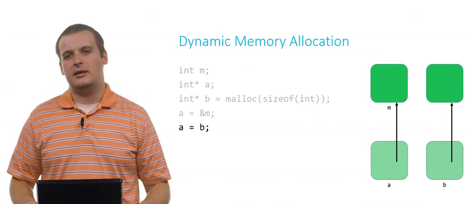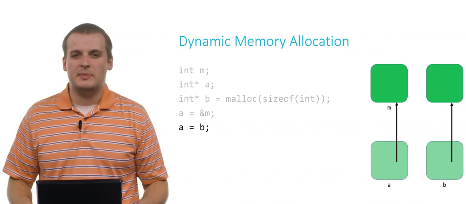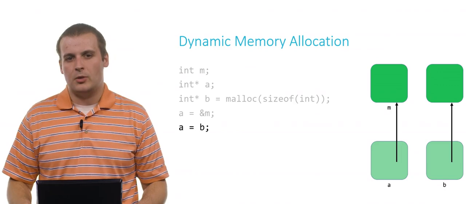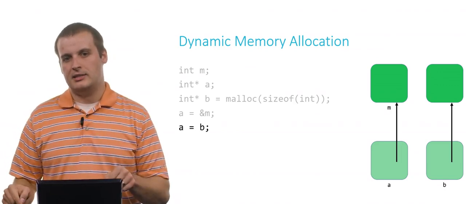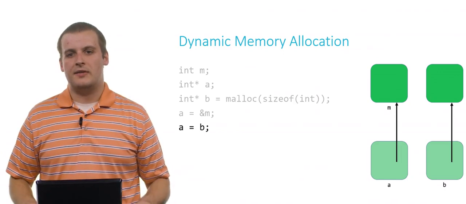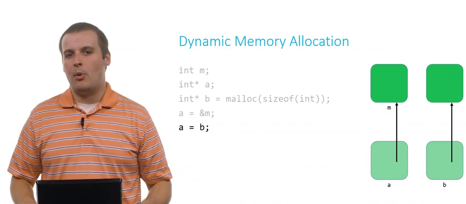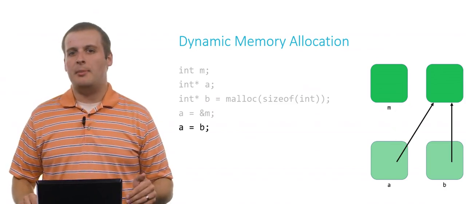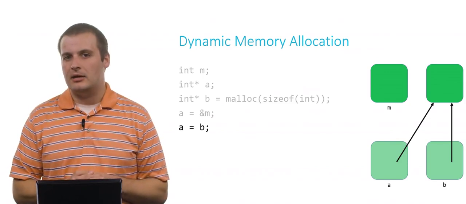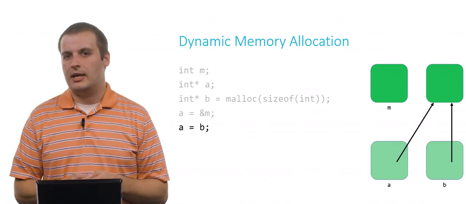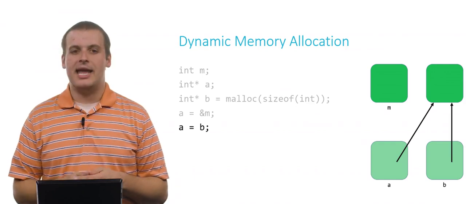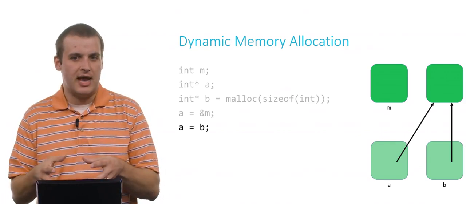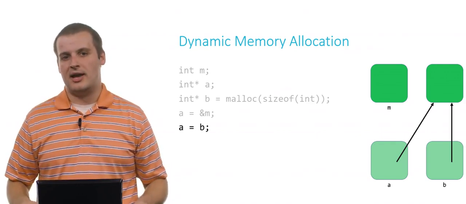a equals b. Okay, so here's another one. a equals b. What's going to happen to the diagram this time? Well, recall that the assignment operator works by assigning the value on the right to the value on the left. So instead of a pointing to m, a now points to the same place that b points. a doesn't point to b. a points where b points. If a pointed to b, that would have been a equals ampersand b. But instead, a equals b just means that a and b are now pointing to the same address, because inside of b is just an address, and now inside of a is the same address.